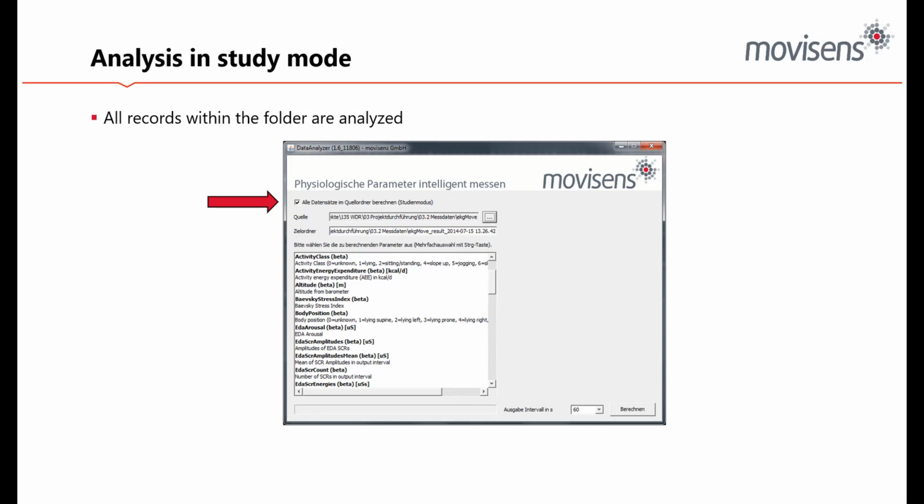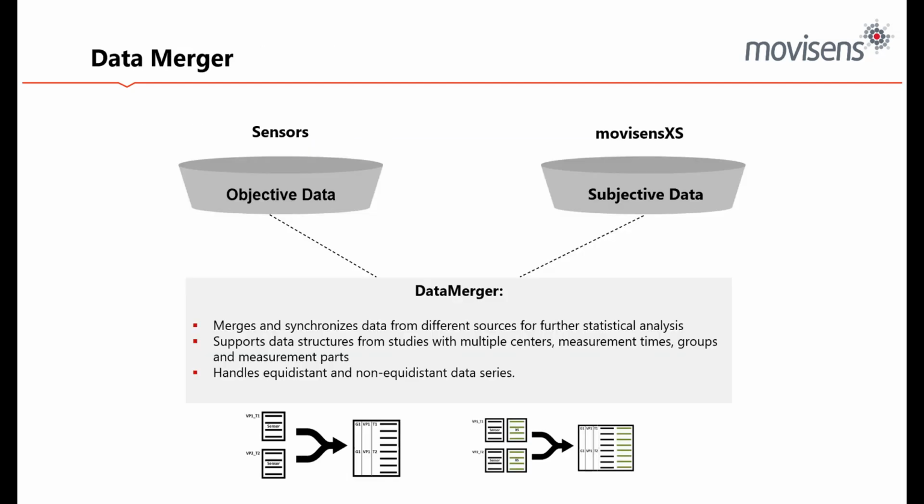And that's when you can really then move on to the next thing, where you're actually looking at combining data from different sources and potentially from either different sensors or from completely independent sources such as experience sampling. And that's where we talk about our data merger. So obviously we have our objective data from the sensors and the subjective data from movisens Success, and the data merger is the software that merges and synchronizes the data from different sources for further statistical analysis.